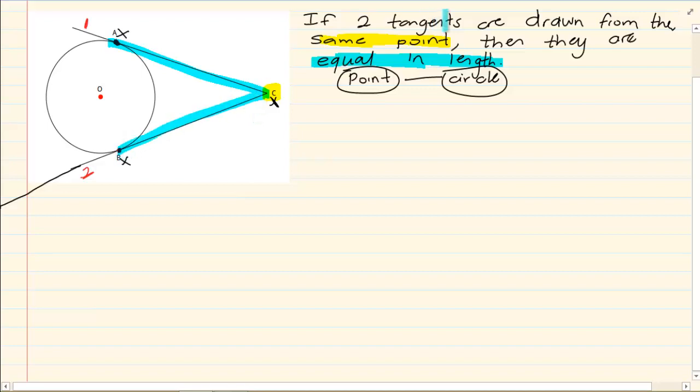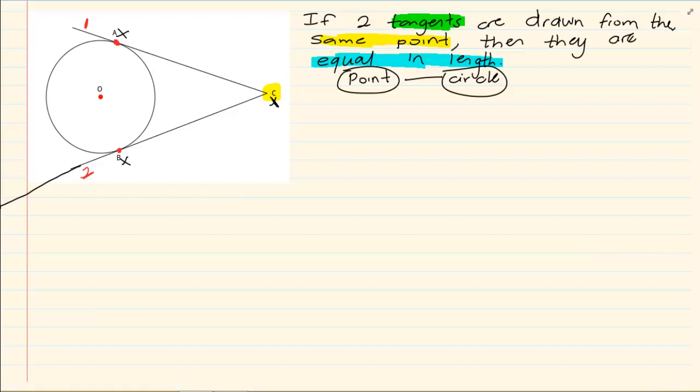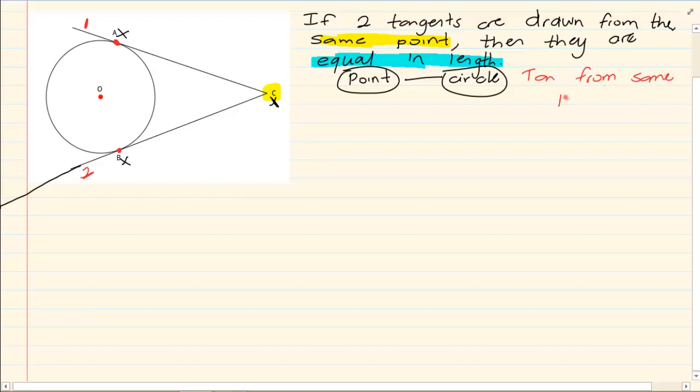So if two tangents, you now understand what a tangent is, are drawn from the same point, then they are equal in length. What we write as a short form is tangent from same point. A lot of times you'll see that the short form is exactly what you're seeing. It's a tangent from the same point. Now, this is one of the theorems that is required for department proof. So you have to do it correct.